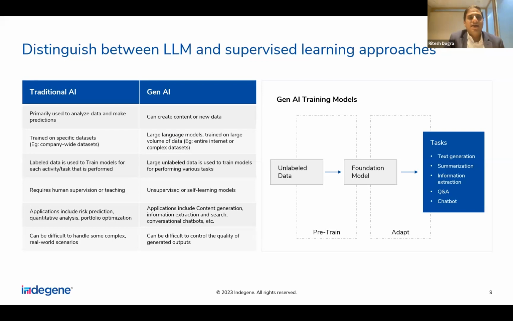But Gen AI, as the name implies, can actually generate content or new data. And there's a lot of use which people are doing around removing gibberish data, generating synthetic data for that matter for experiments, and a lot of it is happening around. Now, traditional AI, you would train on limited data sets. You will go into company-wide data sets.